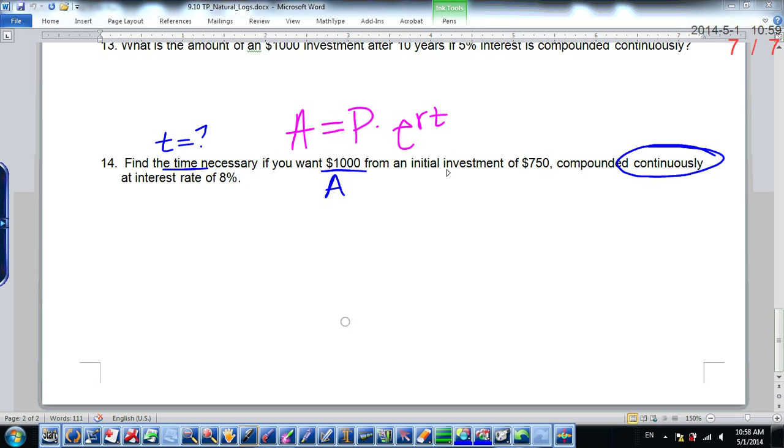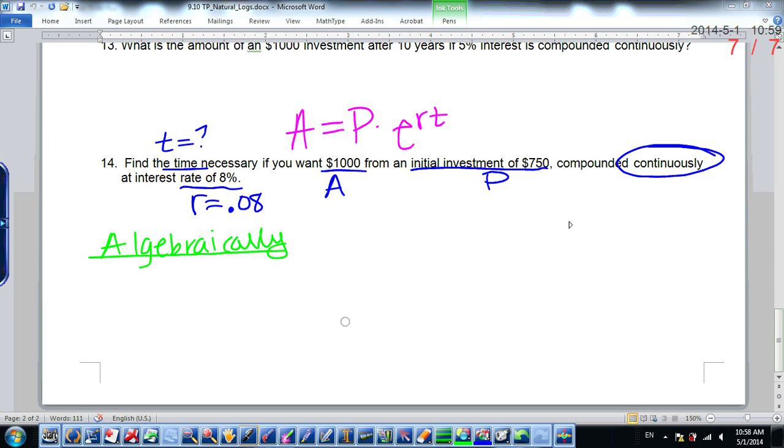Okay, what else are we given? Initial investment of P, and what else? R. Rate. What do we need to do for the R? 0.08. Okay, so we're going to solve this two ways. First, we're going to solve this algebraically, and then I'm going to show you graphically. Okay? All right.